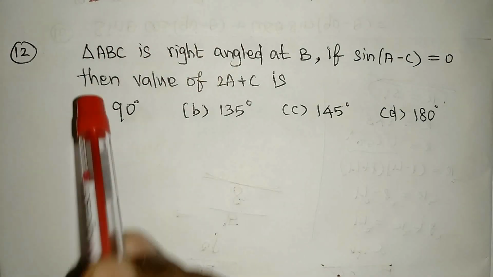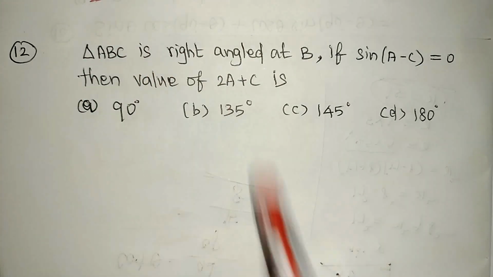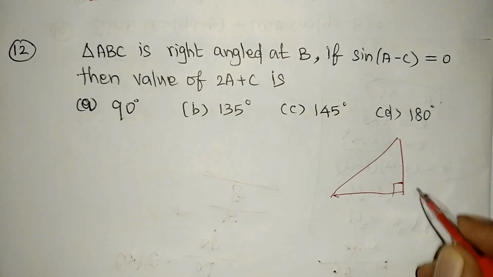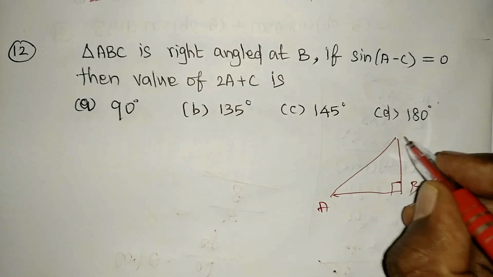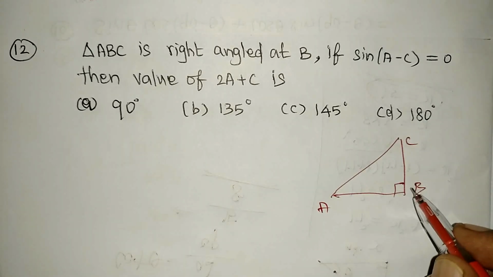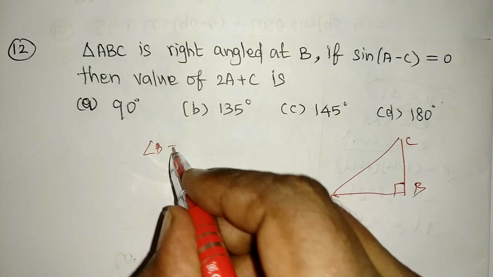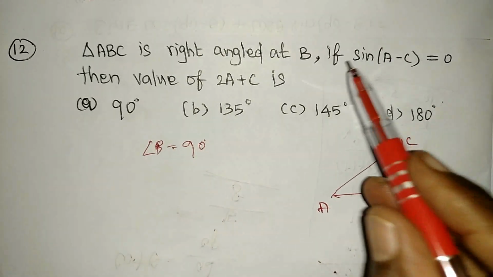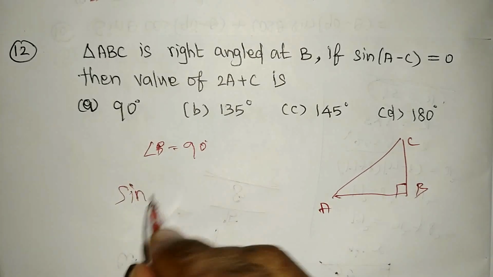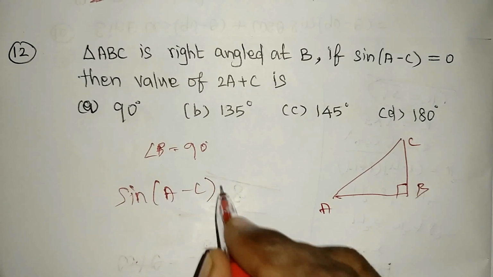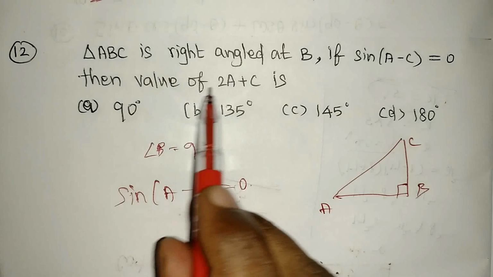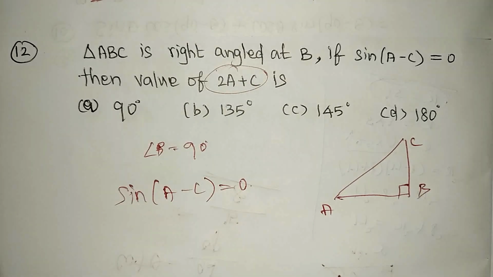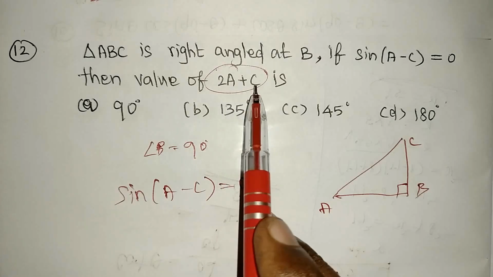12th one: triangle ABC is a right angle at B. So we have one triangle, they said right angle at B. So this is A and C I am taking. Okay, now this is 90 degree. So angle B is equal to 90 degree we have, right? This is B. They have given one condition, sine of A minus C is equal to 0, then the value of 2A plus C is equal to what? Before that we have to find what is the A angle and what is the C angle.